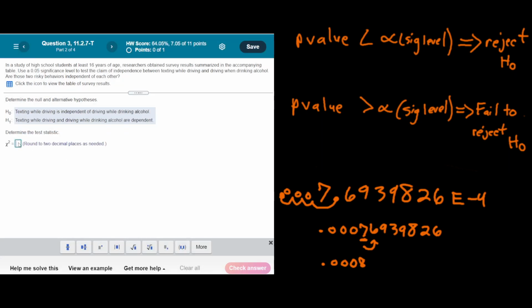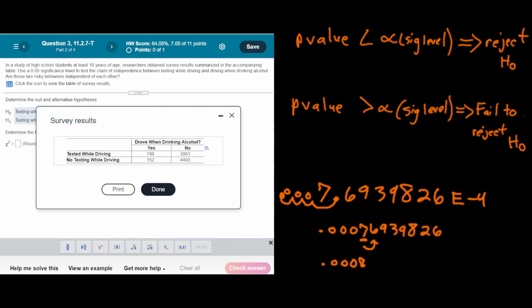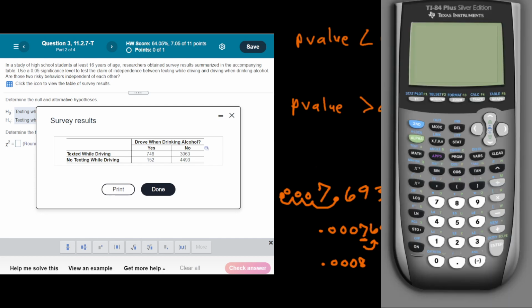All right, test statistic. Okay, so let's click on this table here, and we're going to put that whole table into our calculator instead. Let's activate the calculator. Bam. All right, let's open it up.